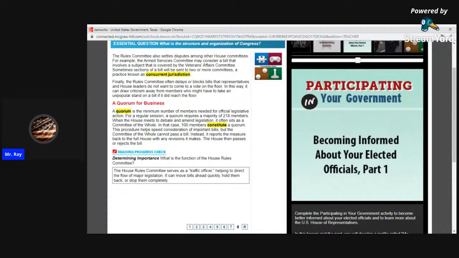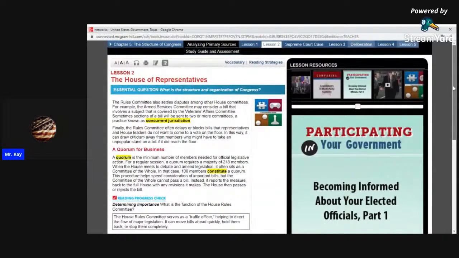Quorum for business. It's the minimum number of members needed for official legislative action. Okay, for regular sessions, you need at least 218 members to be there in order to debate and vote and things like that. But there's also something called committee of the whole, and that's when they just want to debate a bill or they want to amend something. Okay, it's not for voting. Then you only need 100 members. But when you actually are going to debate to vote on a bill to make it the law, then you need to have at least 218.